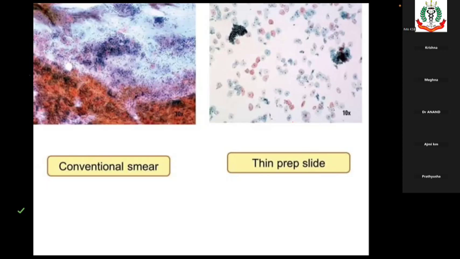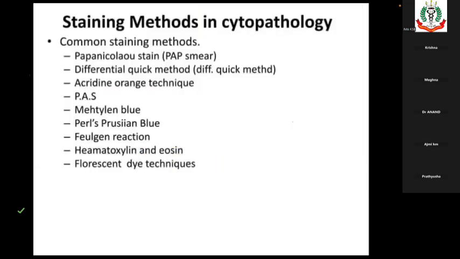This is needed for your systemic pathology also, because when you get a question on carcinoma cervix, you have to write about this Papanicolaou smear, which is used for screening and early diagnosis of cervical cancer. So as I said, this is the spelling of Papanicolaou, the pap smear.